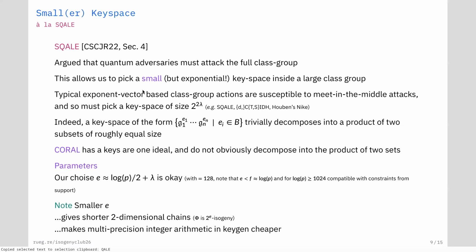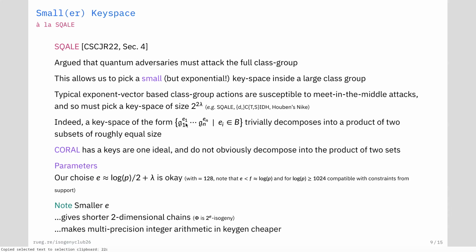And one property of all of the exponent vector style class group actions, so essentially the entire CSIDH family, is that their key space is trivially decomposable into the product of two sets, right? If your key space looks like this as products, smooth products of elements in the class group, then like on a bike lock, I can guess the first half and the second half independently and do a meet in the middle attack on the key space. So they need to have a key space of size 2 to the 2 lambda, where lambda is the security parameter. But in Coral, that's not the case, right?